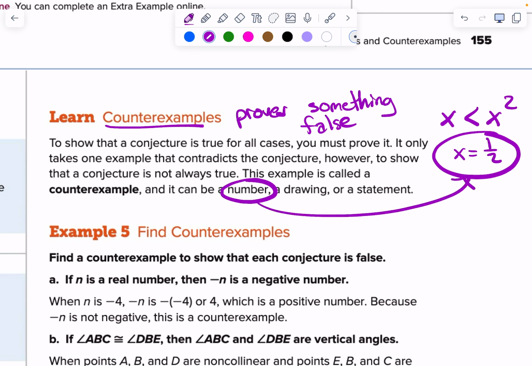But I could also have a counterexample be a drawing, right? If I draw you a picture that proves it false, I could do that. Or it could be a statement, right? That proves something false. It doesn't have to be a number, but it could be any of the other two forms. So any of those three forms can prove something false.